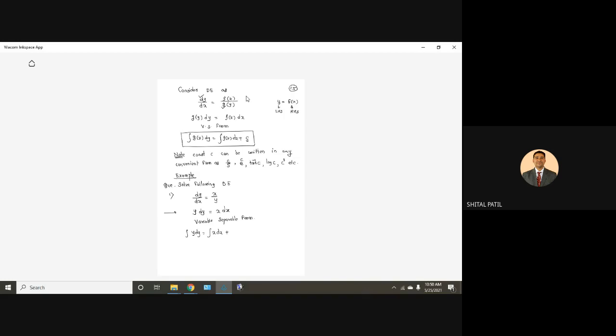Constant, we don't know, so add it. Leave some space to add the constant. So y square by 2 equal to x square by 2. So how should the constant be? c square by 2. So y square minus x square equal to c square. समझ में आ गया?